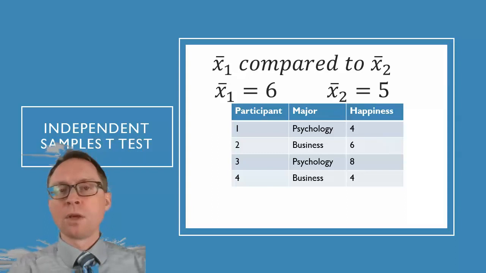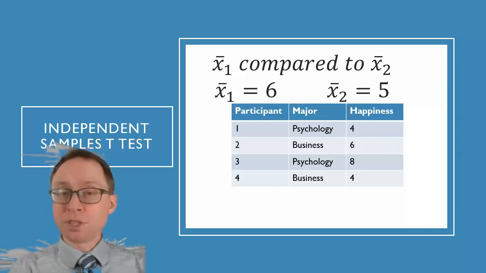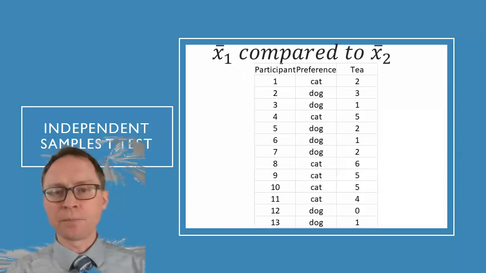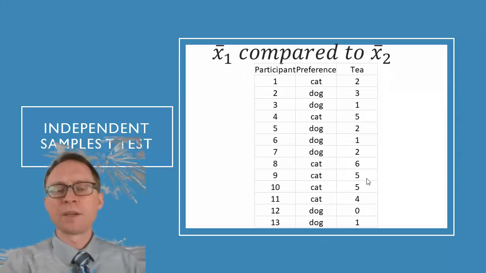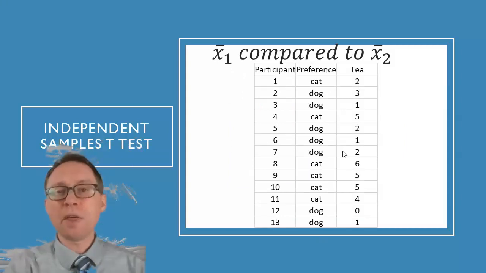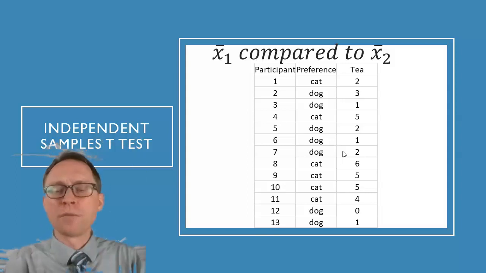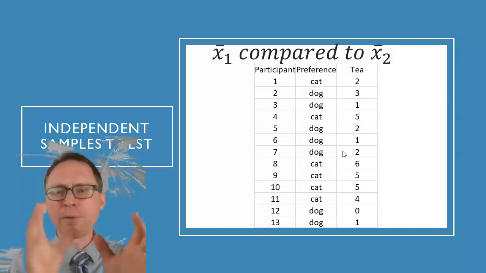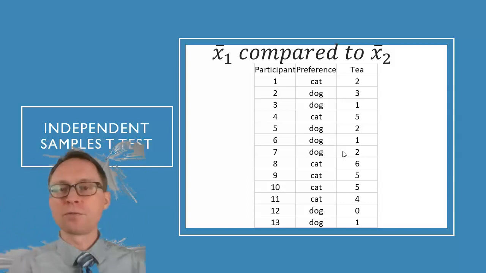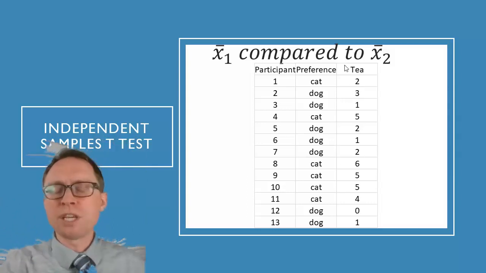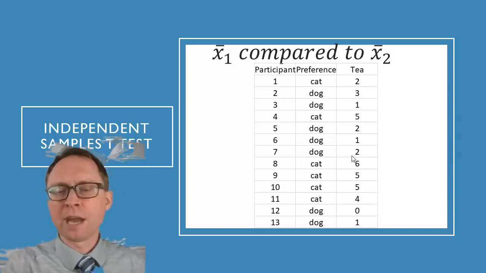Now, let's use one that actually does have different n. So here's some data, and here's my hypothesis. My hypothesis is that people who love cats more than dogs are going to drink more tea, right? So I've got cat people, I've got dog people, and then I measured how much tea they drank.